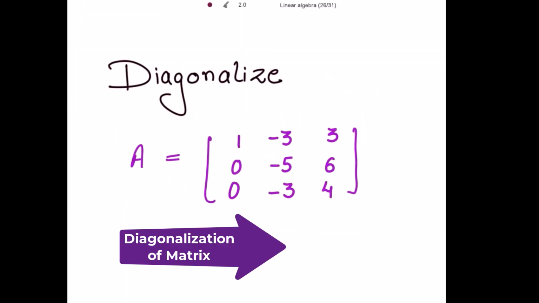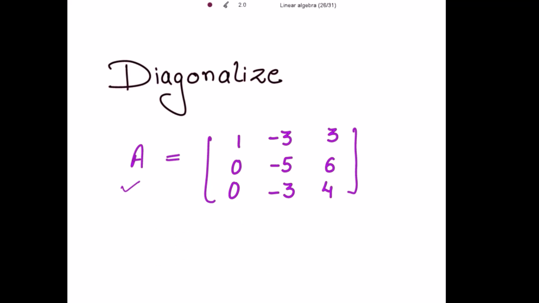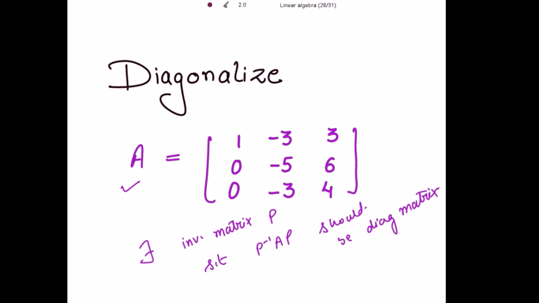Now here we need to diagonalize this matrix A. The matrix is diagonalizable if there exists an invertible matrix, let's say P, such that P inverse AP is a diagonal matrix, right? So we need to find first such matrix P. How do we find that matrix?